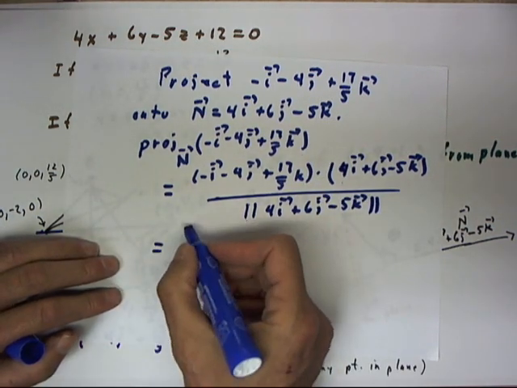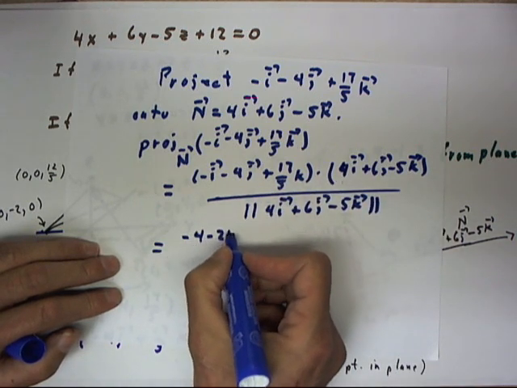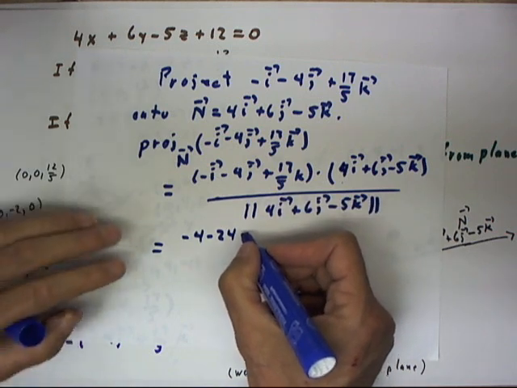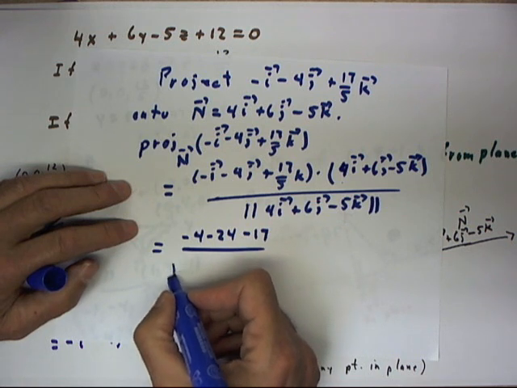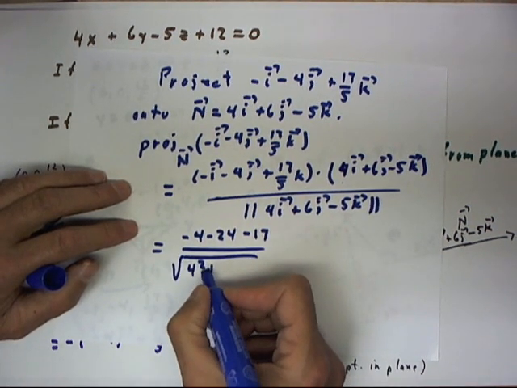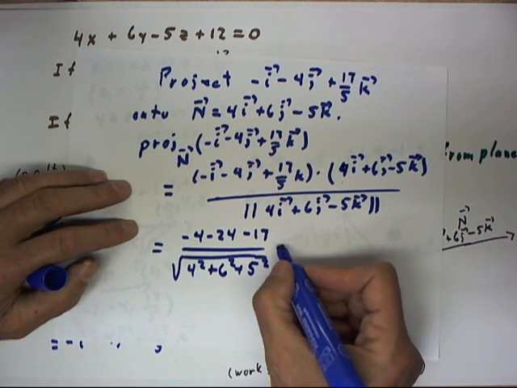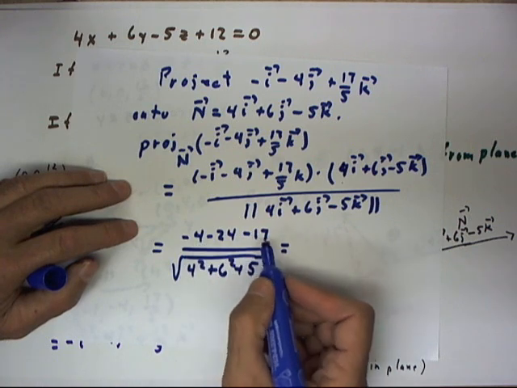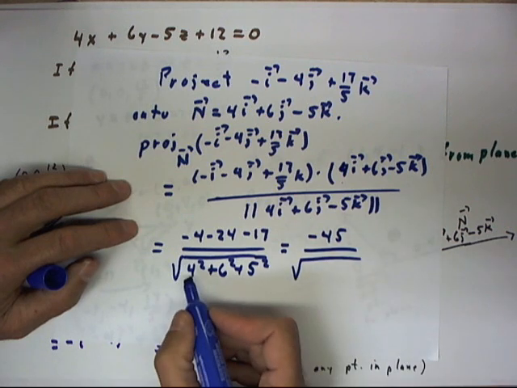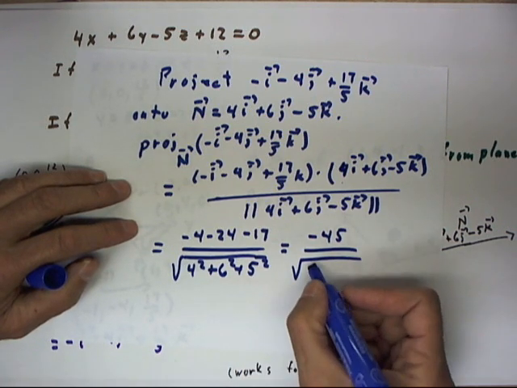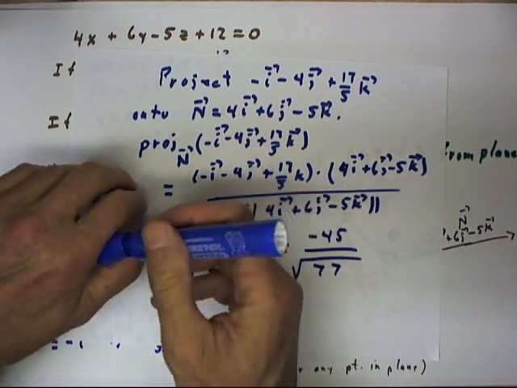And what we end up with is now just straightforward calculation. We end up with -4 minus 24, and 17/5 times -5 is minus 17, over the square root of 4 squared plus 6 squared plus 5 squared. Now that turns out to be -28, -45 if I'm doing my arithmetic correctly, and that's 16 and 36 is 52, and 25 is 77. So this would be negative 45 over the square root of 77.